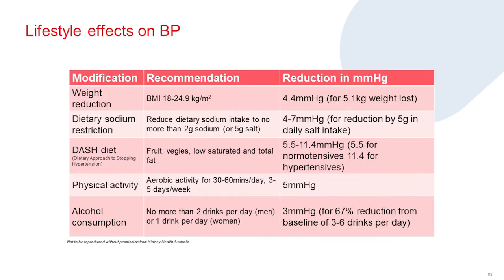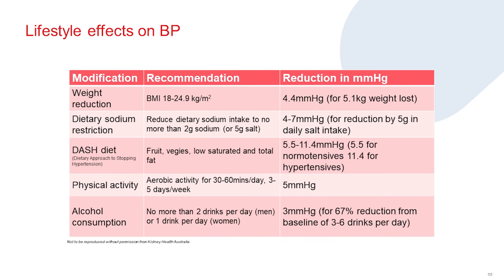Okay. So, in terms of how much each modifiable risk factor makes a change in your blood pressure, weight reduction with a recommended BMI between 18 and 24.9 gives a 4.4 millimeters of mercury reduction in your blood pressure for every 5.1 kilogram weight loss. Sodium restriction, again, the recommendation is no more than 2 grams of sodium, and a similar effect, 4 to 7 millimeters of mercury reduction by 5 grams. And the DASH diet with fruit, veggies, low saturated and total fat gives a reduction of 5.5 to 11.4 millimeters of mercury for normotensives and 11.4 for hypertensives.